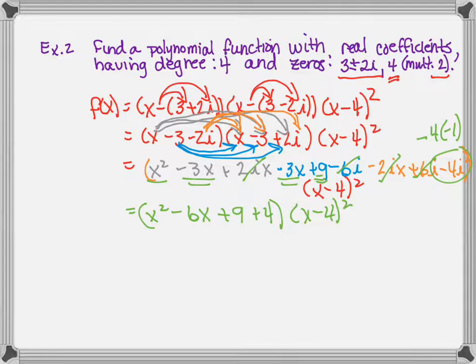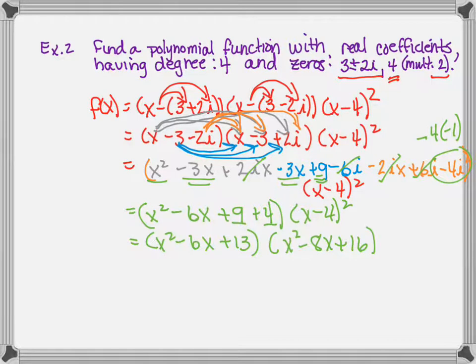Okay, let's combine the 9 and the 4 in the first parentheses. So I have x squared minus 6x plus 13. And I'm going to multiply out the (x minus 4) squared. I'm not going to show it. By now you've seen this enough times. We're doing (x minus 4) times (x minus 4). And we get x squared minus 8x plus 16.